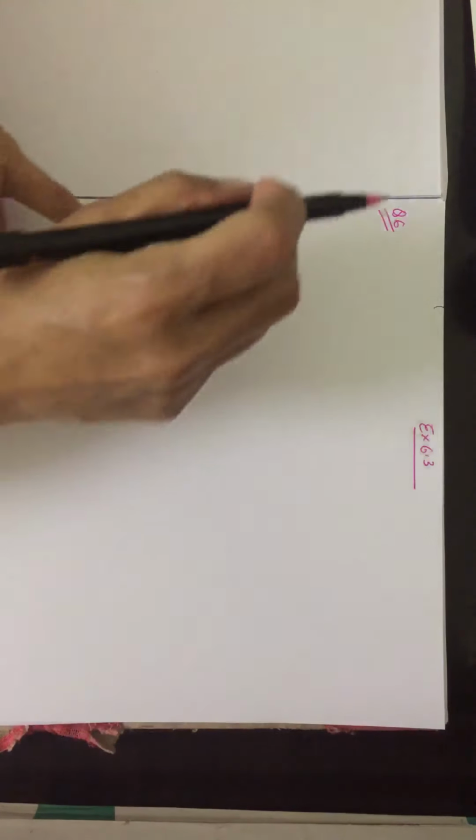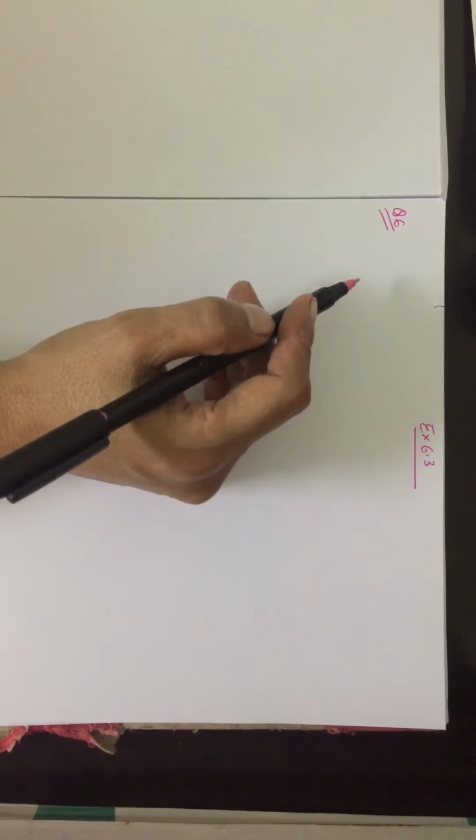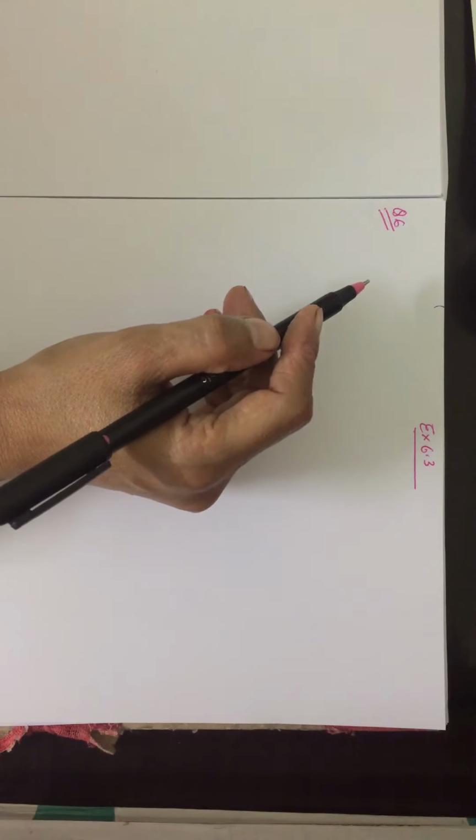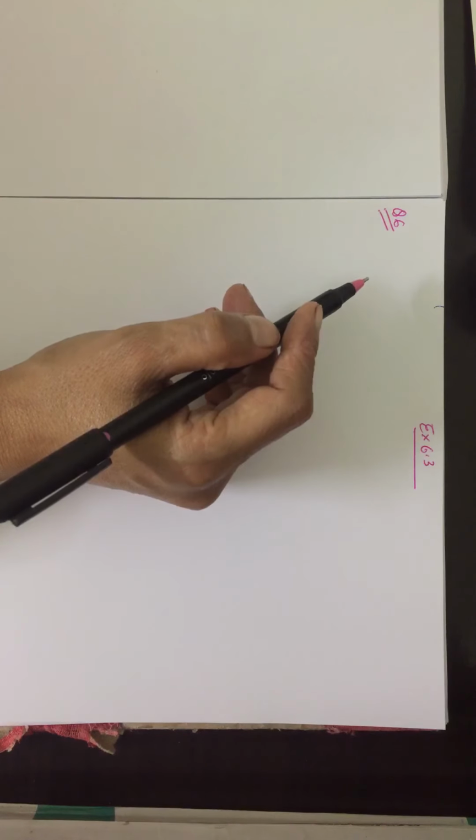Question number 6. For each of the following numbers, find the smallest whole number by which it should be divided so as to get a perfect square. Also find the square root of the square number so obtained.